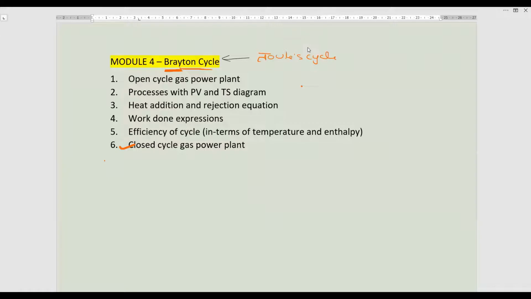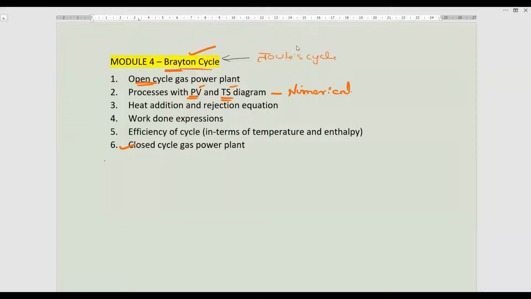So once you understand the open cycle gas power plant, then you will draw PV and TS diagram for Brayton cycle for open cycle. Understood? So PV and TS diagrams are the most important for solving numericals. For solving numericals, these TS and PV diagrams are important.